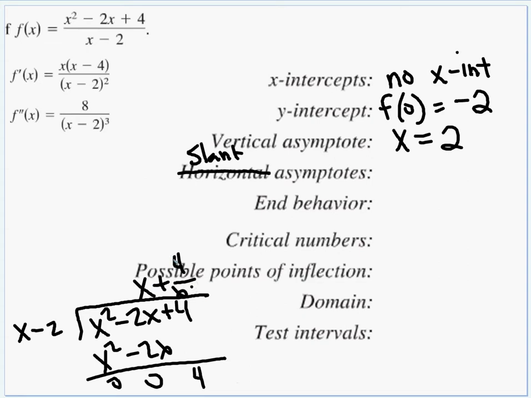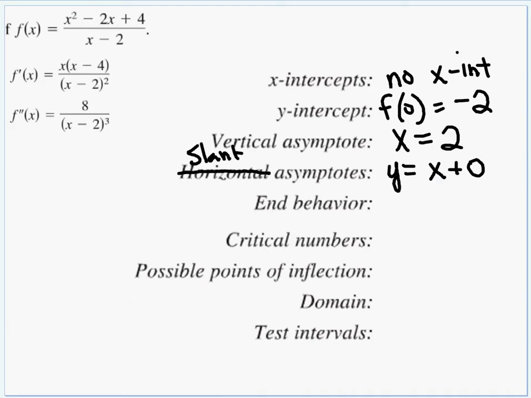Remember, though, the remainders don't mean anything for slant asymptotes, because we're going to let x get infinitely large, so that remainder heads toward a 0. So our slant asymptote is just y equals 1x plus 0.